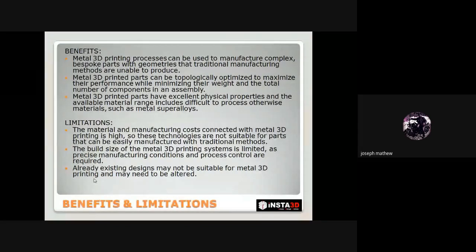The build size is very limited, and the manufacturing conditions, or the environmental conditions, should be a controlled environment. So it is one of the limitations of metal printing. And existing designs cannot simply be 3D printed in metal, and they need to be altered according to the 3D printing process available. So these are the limitations of metal 3D printing technology.